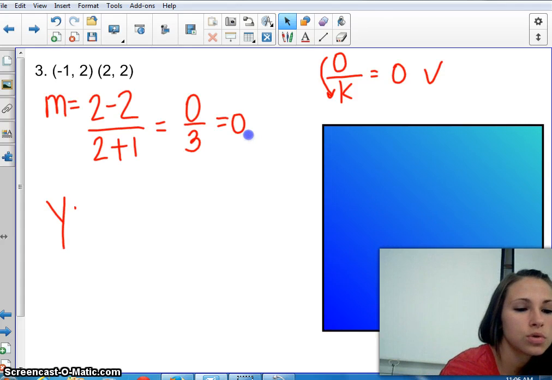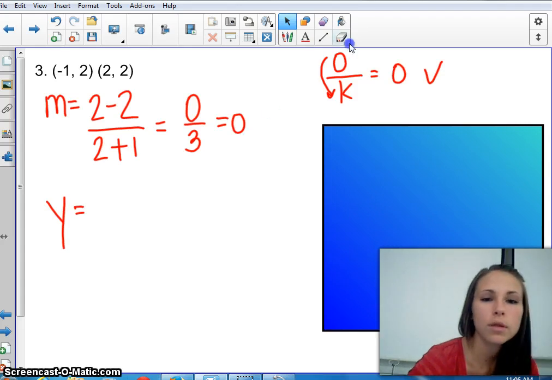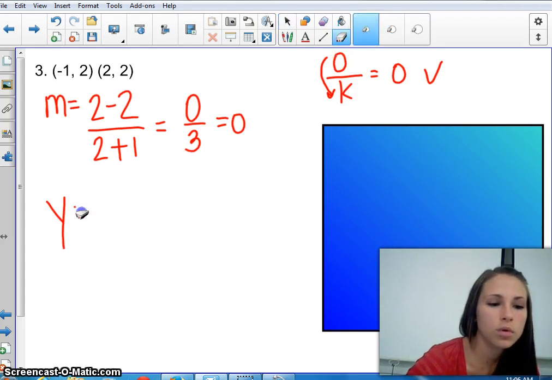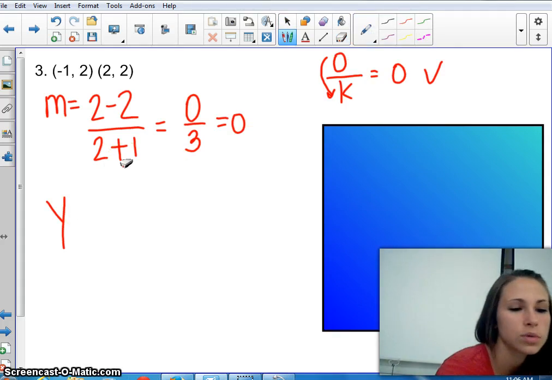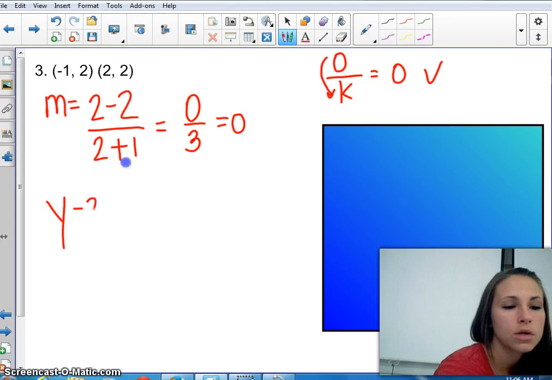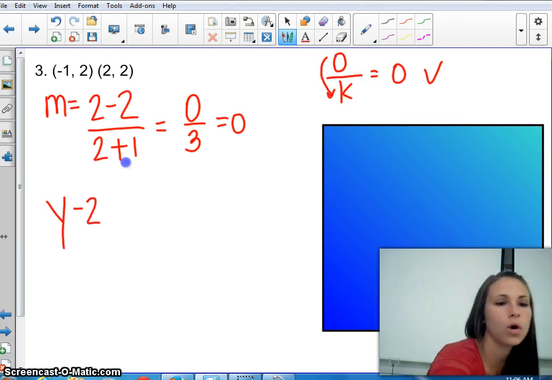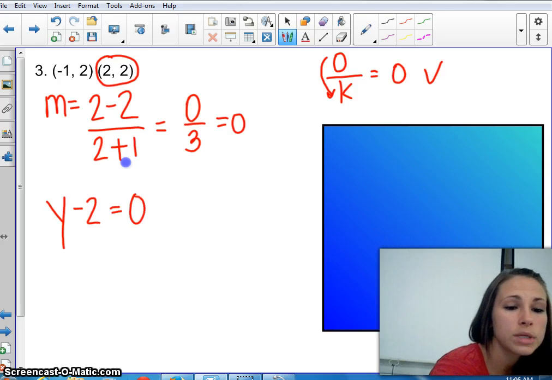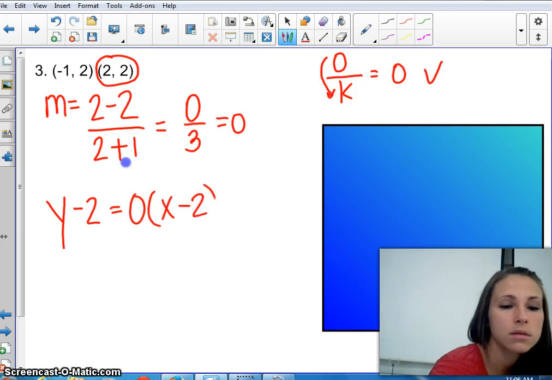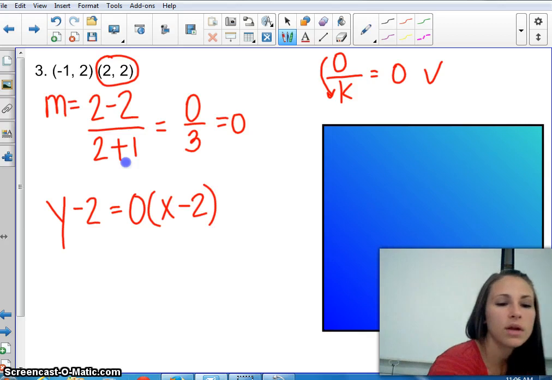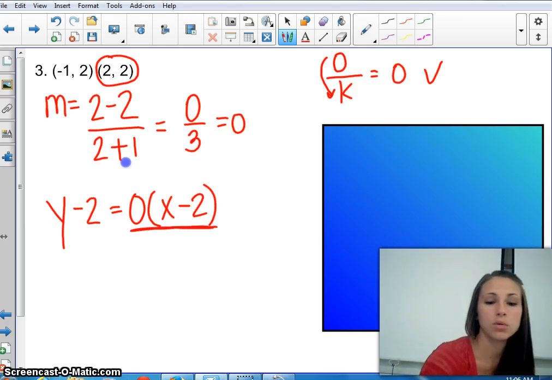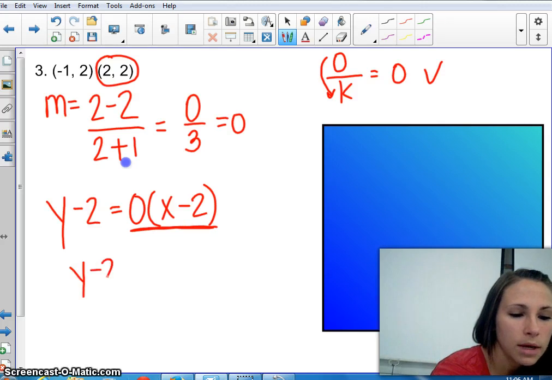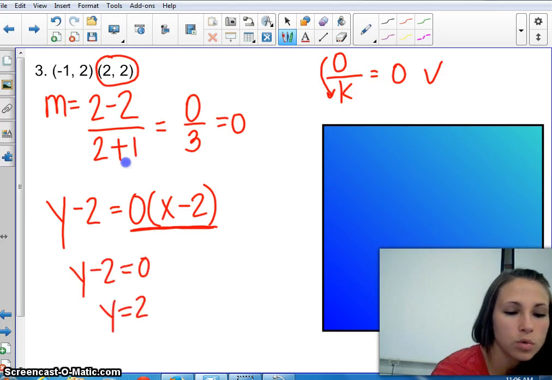So I'm going to use the y minus y1 formula, and then use either one of the other 2 points to write my equation of the line. So I'm going to use 2, 2 on this one, because I've used the first one on the other 2. So y minus y1 is going to be 2, equals the slope, 0, times x minus x1, which is also 2. Now, whenever I go to simplify this, this side is going to end up becoming 0 because it's 0 times the whole thing. So I'm going to have y minus 2 equals 0, and so then y equals 2.